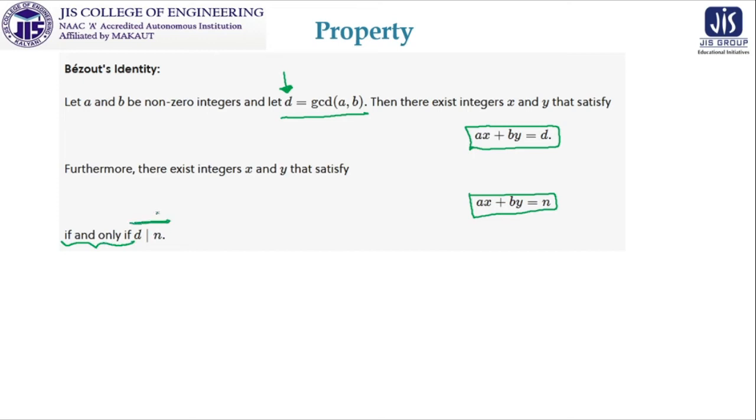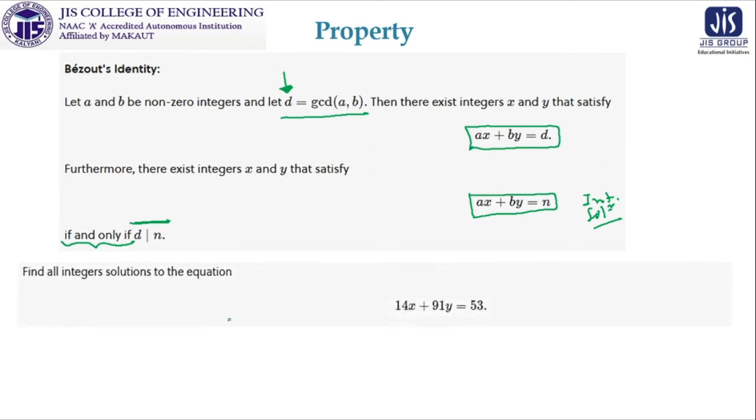So you got the required condition for when ax plus by equal to n will have integral solutions. The answer is, after finding the GCD of a and b, if you see that your GCD divides n, then integers exist which will satisfy this, otherwise not.